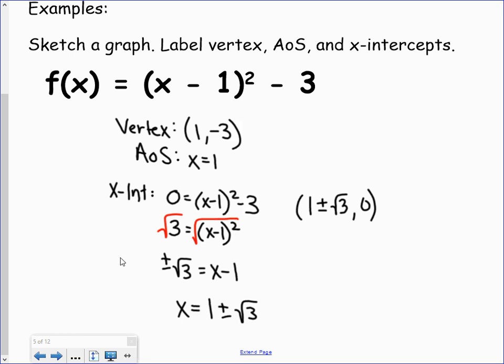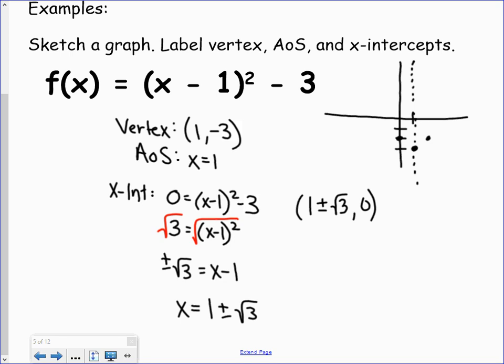Let's graph it. I draw my vertex at 1, -3. I'll draw my axis of symmetry. So my vertex is like my shifting, my transformations, right 1, down 3. If there was a vertical stretch or shrink, if there was a value for a, then I would apply that here. Instead of going up 1, right 1, I would do whatever that a value was for my first point. There is no a value, so I can just go up 1, right 1, up 1, left 1.